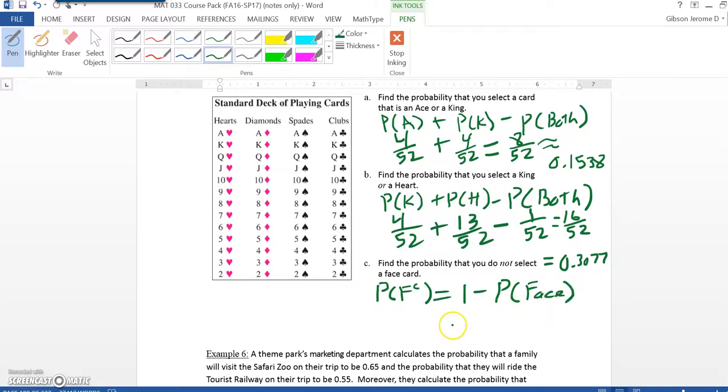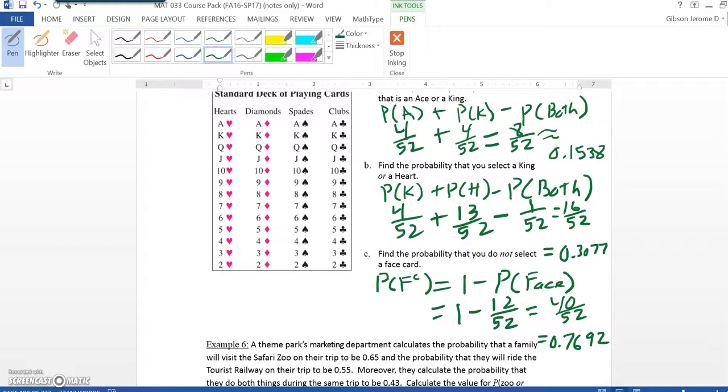Or you could just put F. So it'd be 1 minus, it's 12 face cards. So it'd be 12 over 52. And when you take 1 minus 12 over 52, that'll give you 40 over 52, which rounds to 0.7692. That is the probability of not selecting a face card.